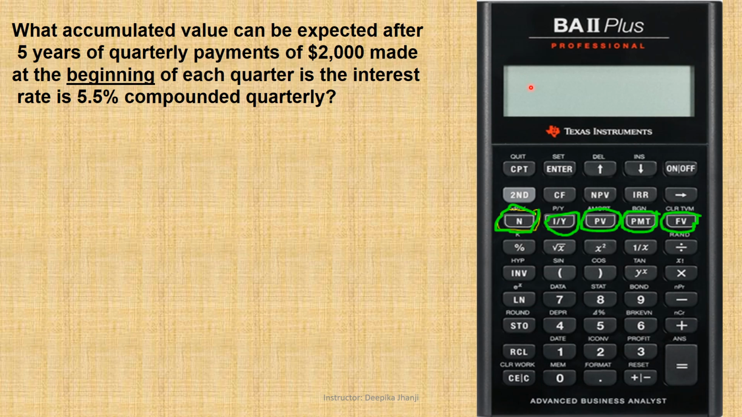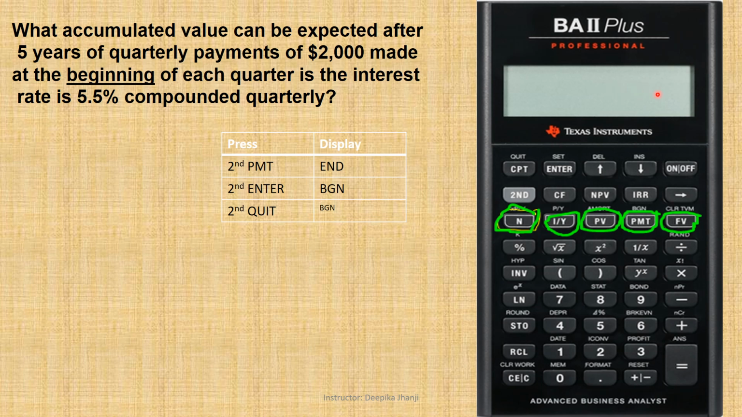This calculator is dead, but I'll show you the steps. Okay, so to set your calculator at beginning mode, you'll press Shift, then PMT. Your screen will display end. Now again use Shift key and then enter. Your screen will show BGN here, which means beginning, because you want beginning mode.